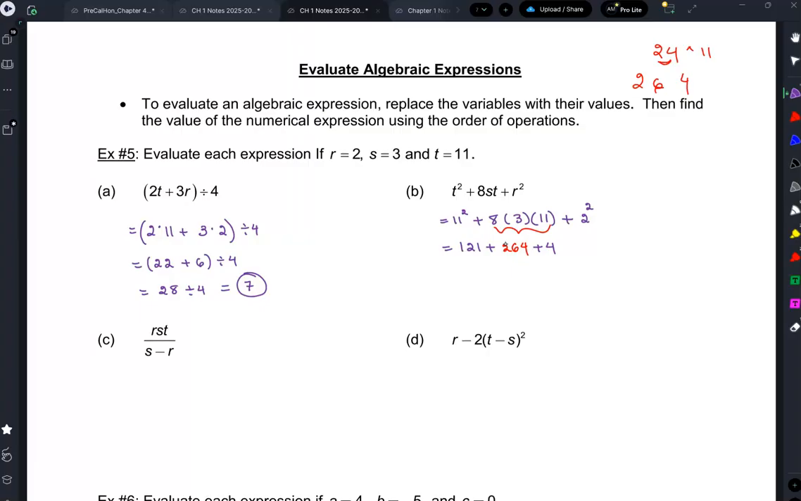264. Yeah. Well, because 24 times 10 is 240, plus another 24 is 264. And then all of this together is 389. Okay, yes.